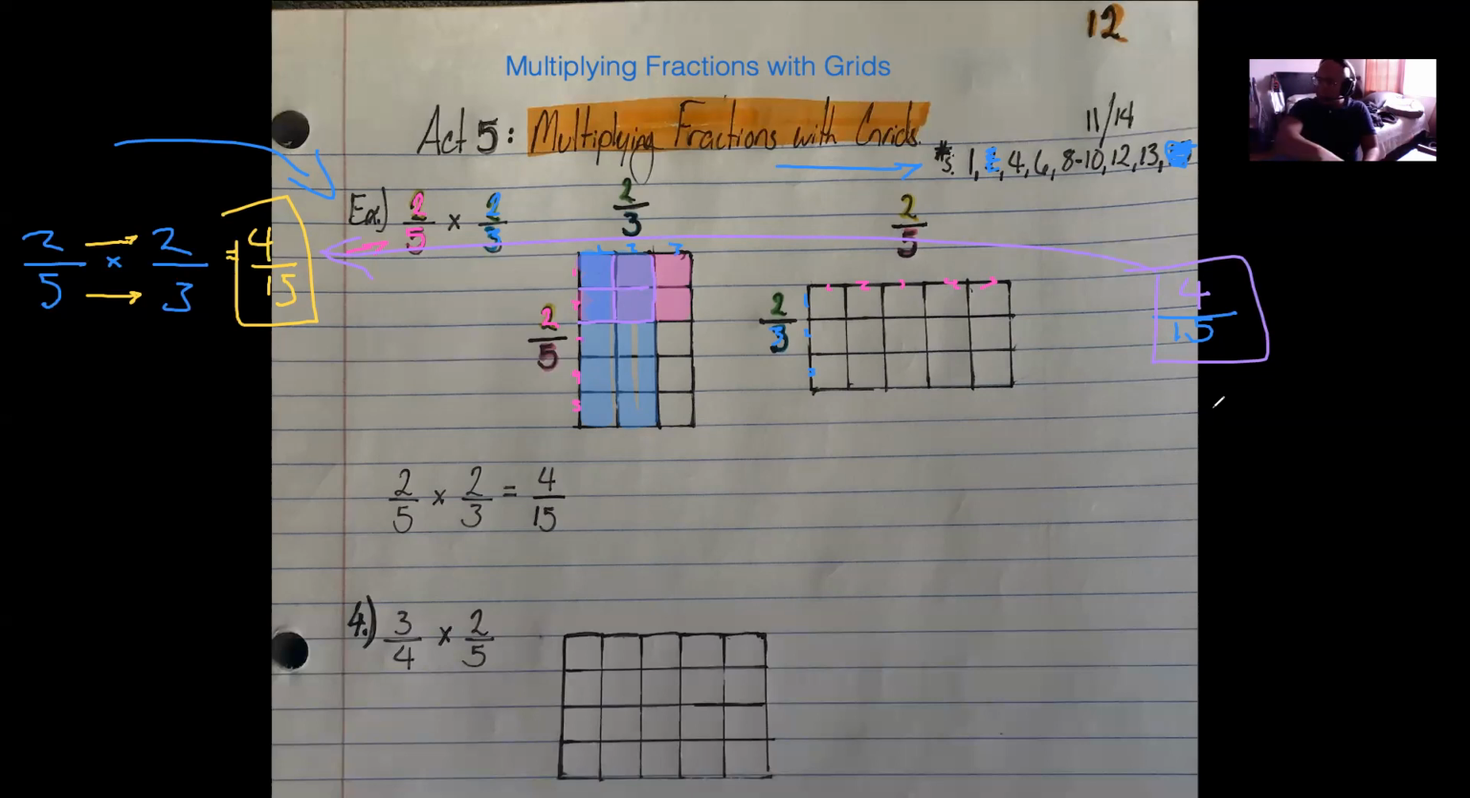Now, am I going to ask you to do this for every problem? No, I'm not going to do that. But I do want you to understand that relationship, that when I make a grid using fractions, whatever is overlapping is going to be the same as my answer as if I were multiplying those 2 together. All right, so having done that, let's move on to the next one.